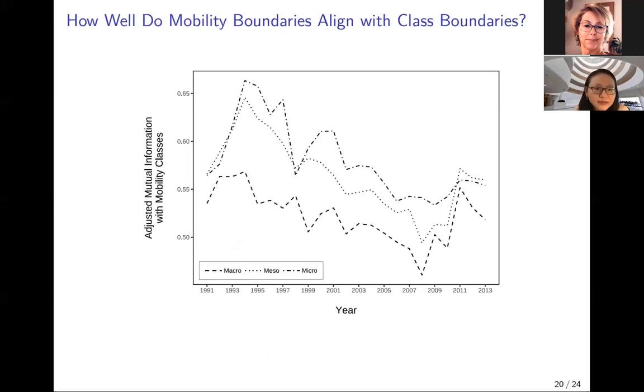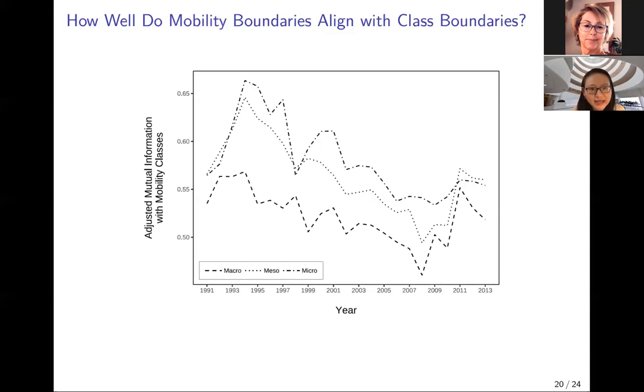Another thing that we did is to compare our mobility boundaries with the boundaries that we have typically used in other stratification and mobility research. Those are the macro, meso, and micro classes in the stratification literature. We're using something called mutual information. In brief, this is a measure of how well these two class schemes align with each other. The higher the value, the more aligned, the more similar the two classification schemes are. Here I'm comparing the mobility boundaries that we have learned from the data to these class boundaries.